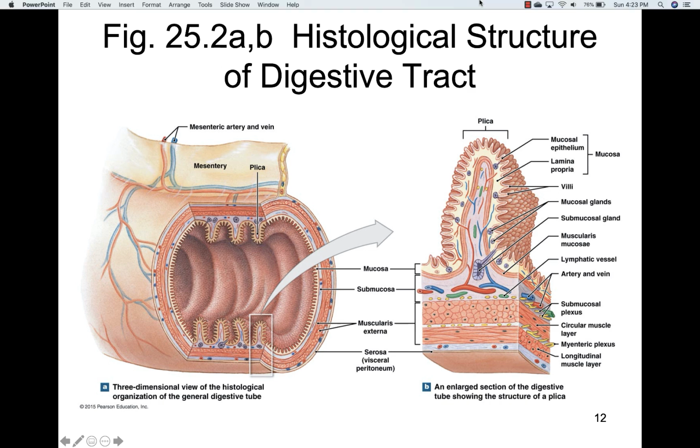So what we have here, we have plica. On plica we have villi, and on villi you can have smaller hair-like extensions, and those are going to be microvilli, and you need a microscope to look at that. You can't see it with your naked eye.